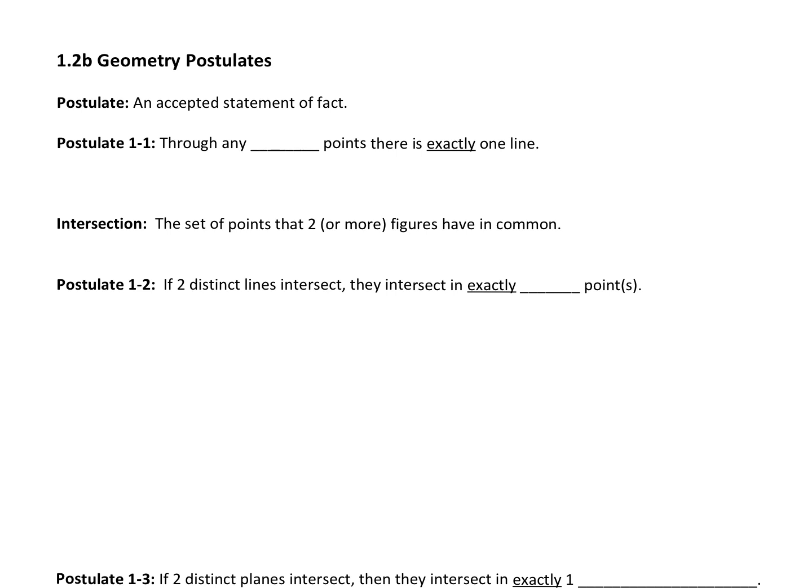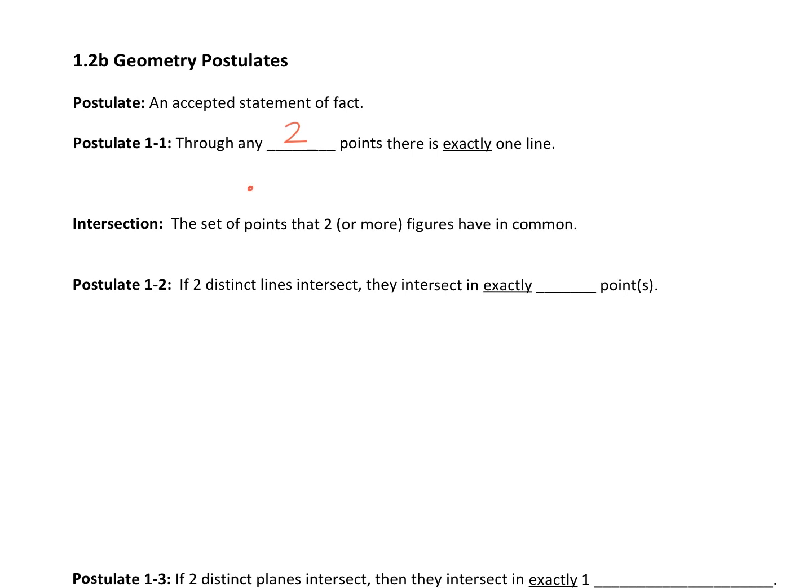2. Through any 2 points, there is exactly one line. You cannot have more than one line go through 2 distinct points. So if I have a point here and I have a point here, the only line that I can put through those points is that one right there. Okay, so if you have 2 points, there is one line.